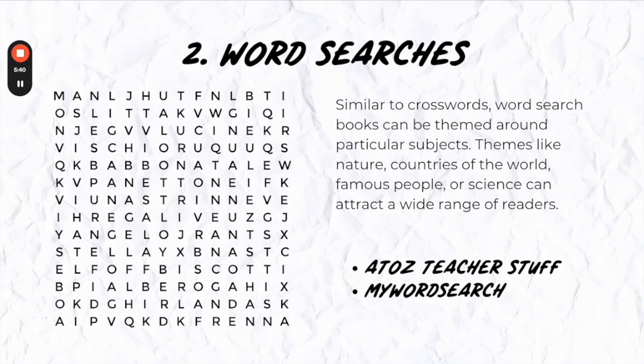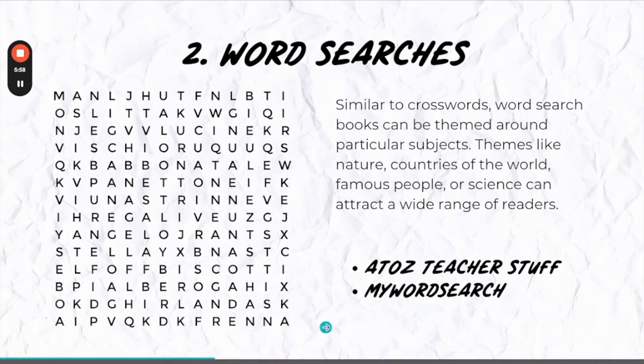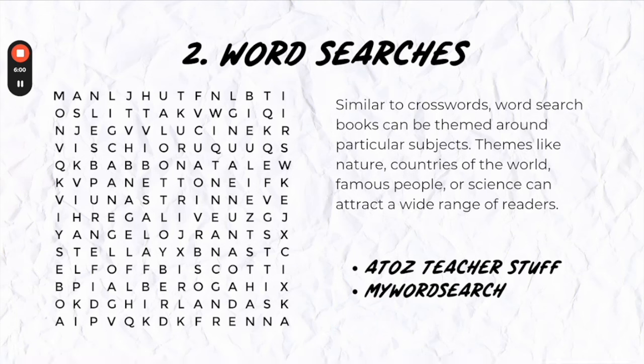And the beauty of Amazon KDP, also like I mentioned in the last one, is it's print on demand. So you don't have to worry about printing a ton of copies up front. And the book gets printed as it's ordered, so it's a low-risk venture for you. And at the bottom here, I've listed 2 resources that you can use to generate your word searches, which is A to Z Teacher Stuff and My Word Search.